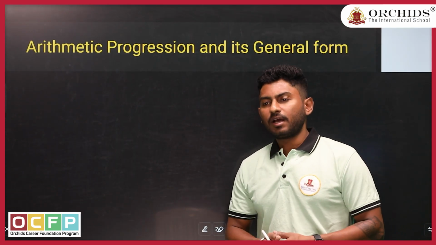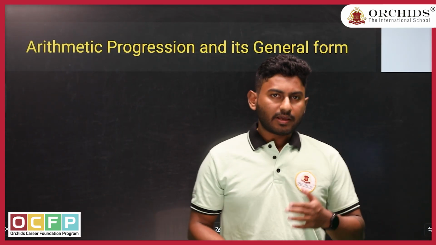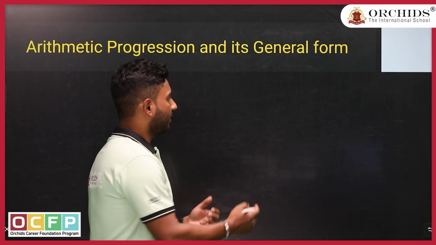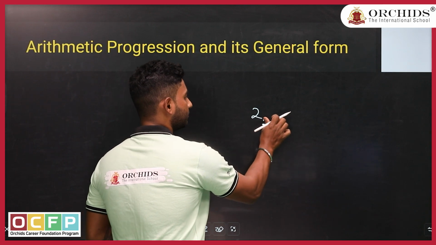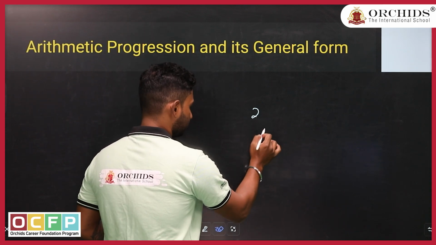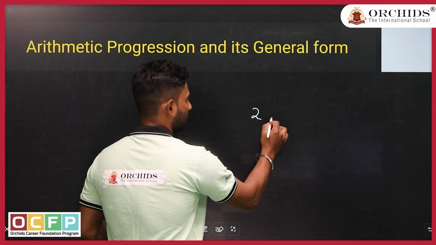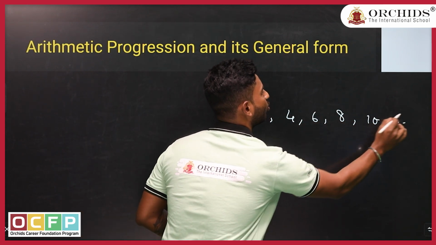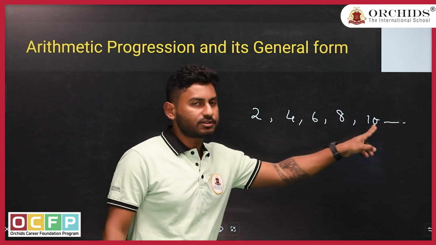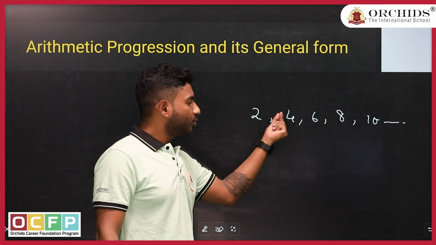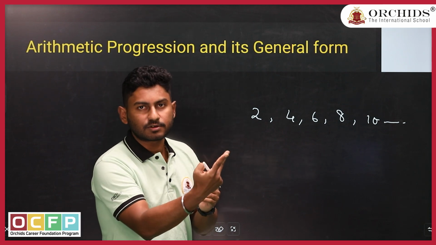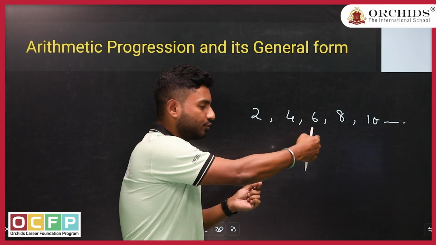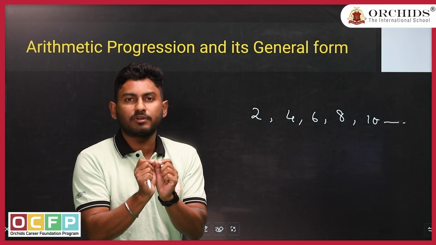So the first thing is, what is arithmetic progression all about? Arithmetic progression is nothing but a series of numbers. It progresses like 2, 4, 6, 8, 10 and it goes on. From 2 to 4 there is a difference of how much? There is a difference of 2. Again, the next number is again a difference of 2. So basically there is a common difference between the numbers.